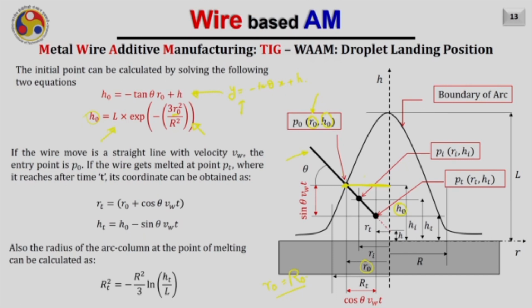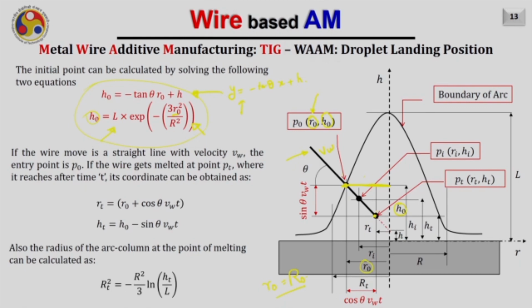So these equations will be used, but I am just, in the beginning, noting down this equation corresponding to my equation of the arc boundary. So if the wire is moving in a straight line with the velocity Vw, and the entry point is P naught, then we can easily find out the coordinates of the wire at which it is going to be melted.